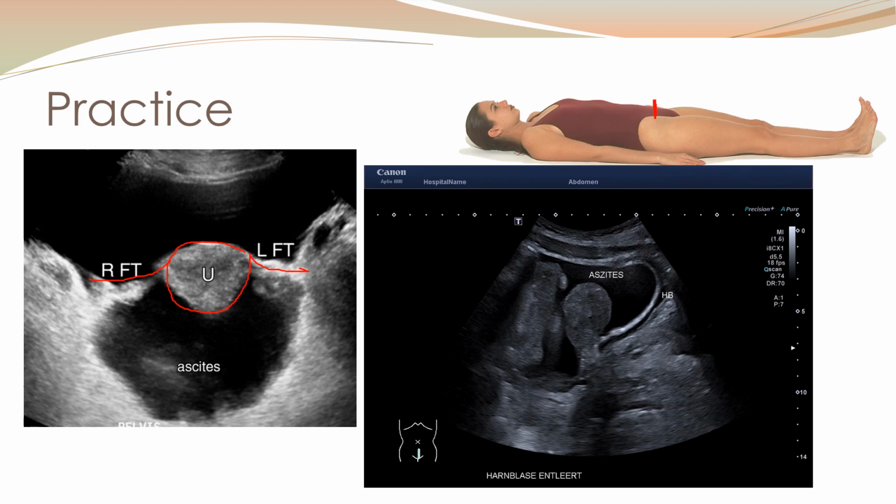Now, this image is obviously a different machine, a different patient, but if the sonographer or practitioner were to turn to long on this same region, move the transducer to here, they'd see something like this, where you could see the uterus with fluid in the anterior cul-de-sac, fluid in the posterior cul-de-sac, and then bowel up here.